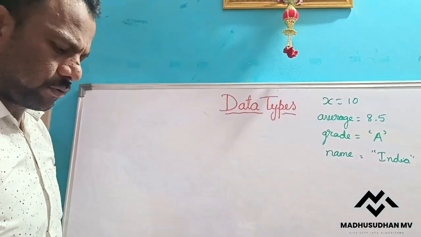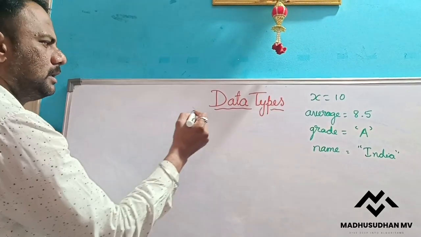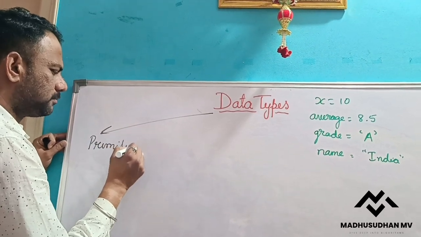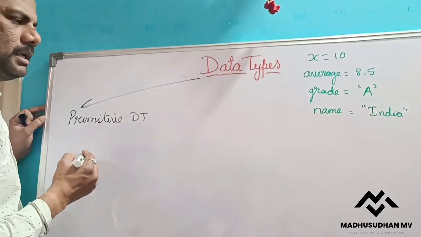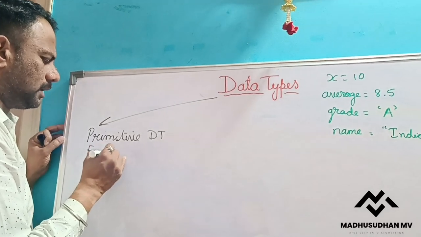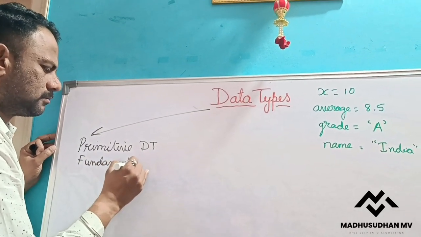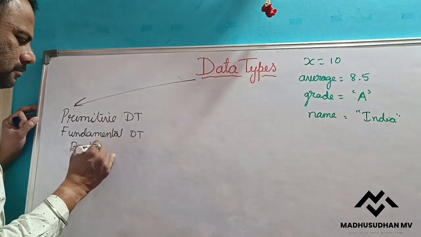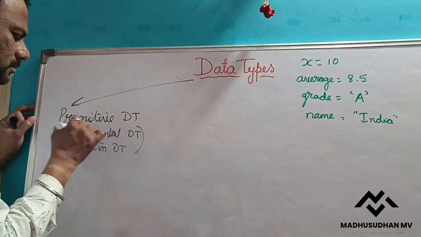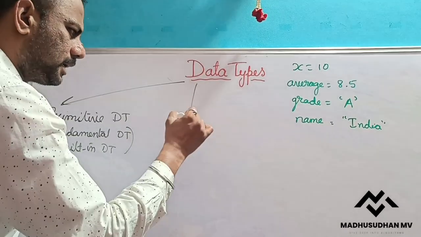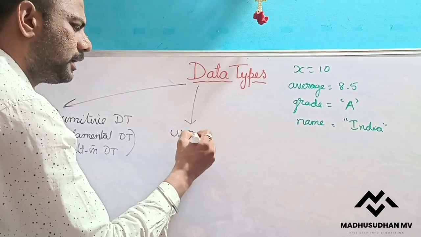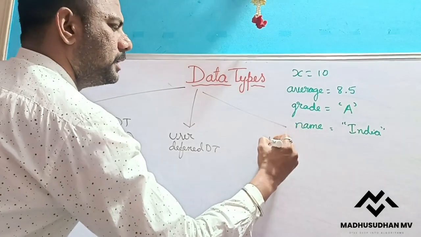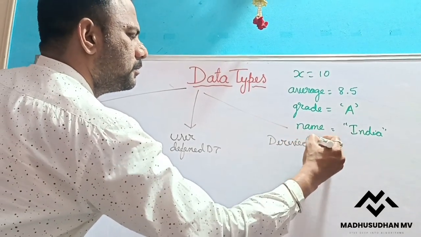Now, data types are broadly categorized into 3 types. One is called primitive data type. This is also called fundamental data type, also called built-in data type. All are the same. The second type is called user defined data type. The third one is derived data type.